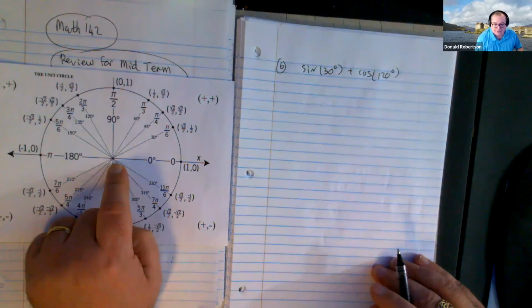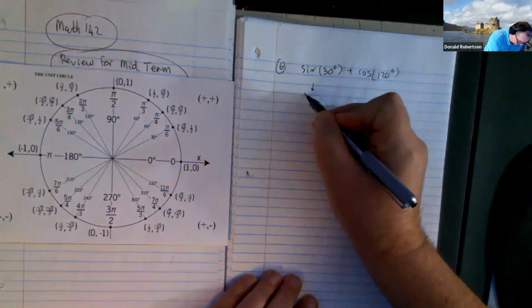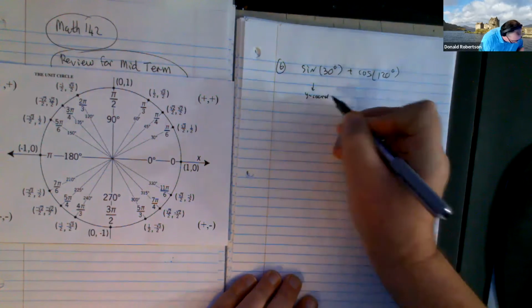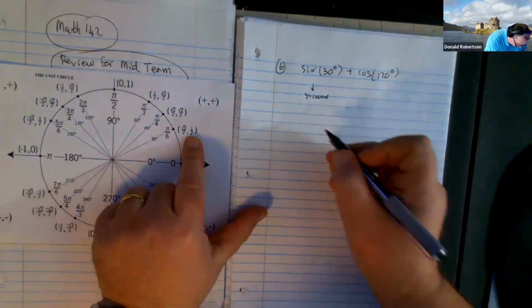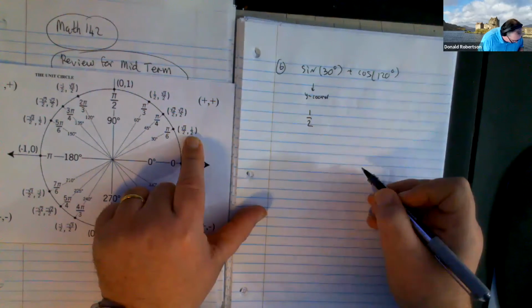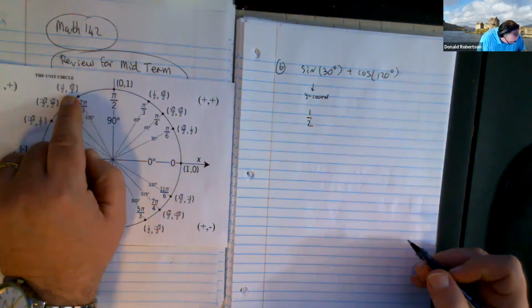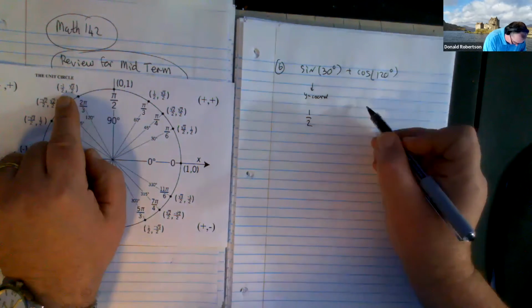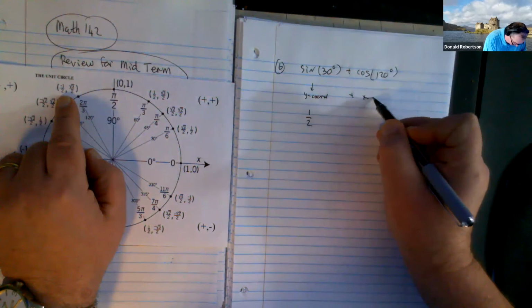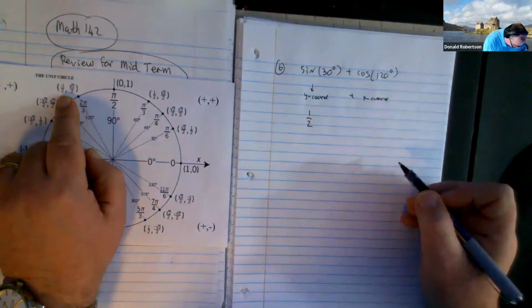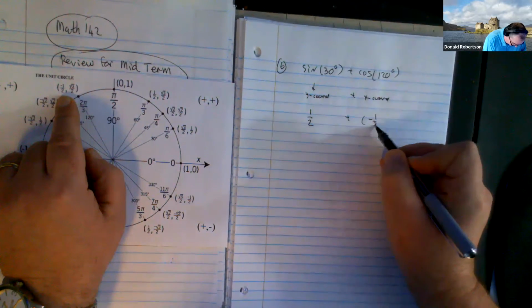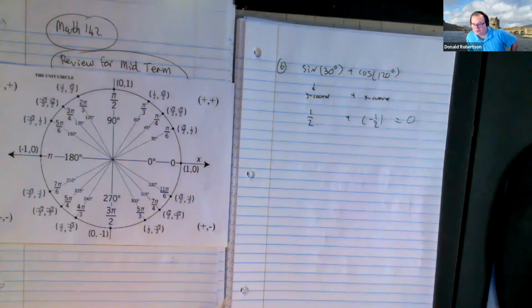The sine of 30, isn't that the y coordinate again? So on my unit circle, the y coordinate is a half. Now, what's the cosine of 120? There's 120, and the cosine of 120 is the x coordinate, right? And what's the x coordinate? Negative a half. Answer is 0. Wasn't that a lot cleaner than the convoluted way they were trying to get you to do?